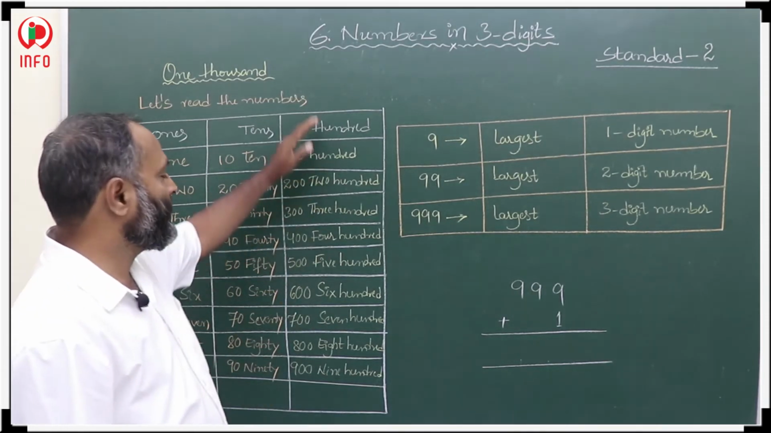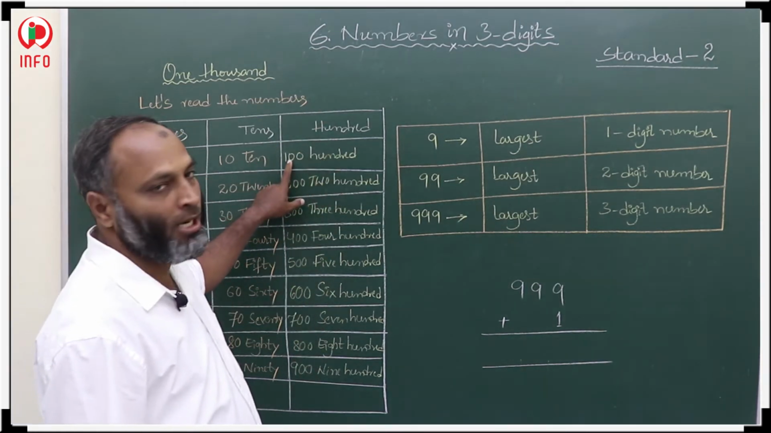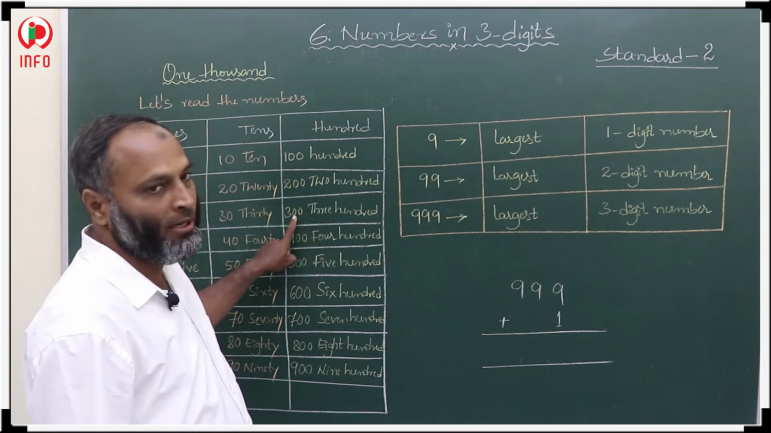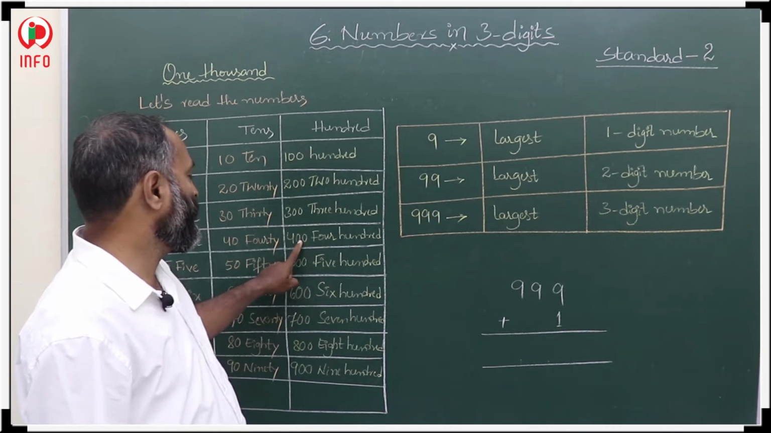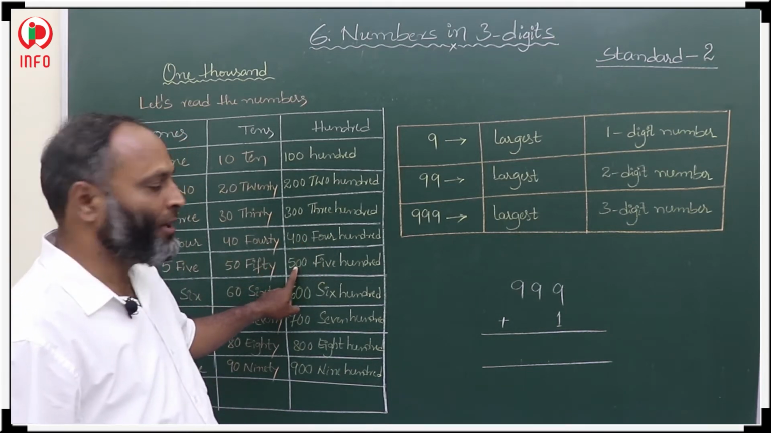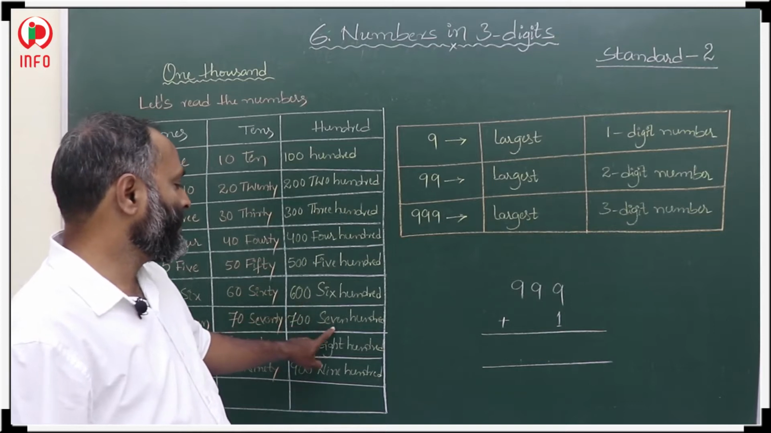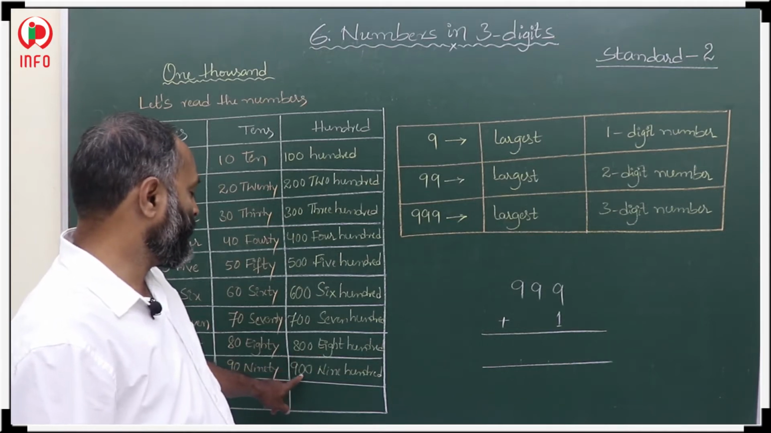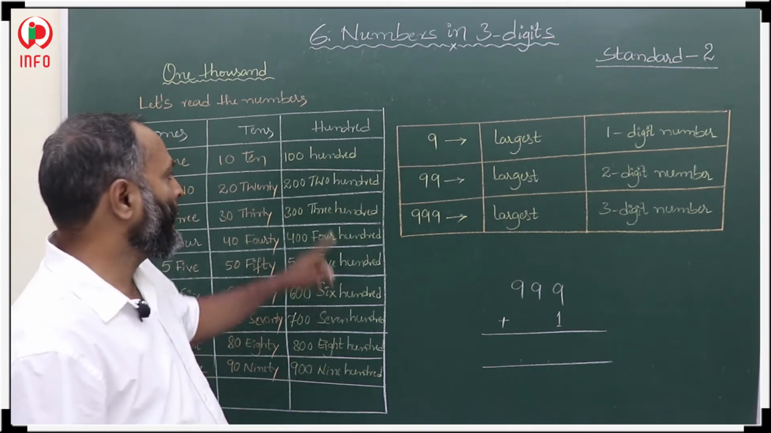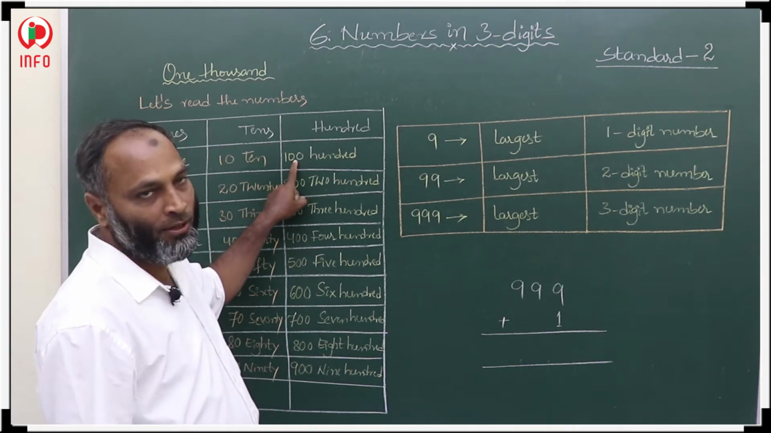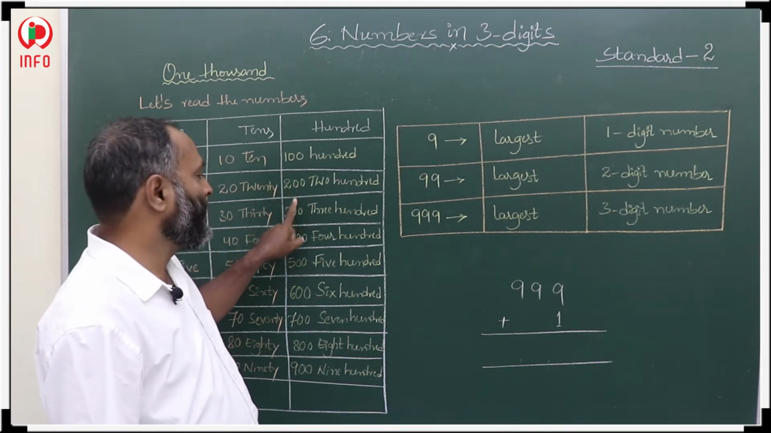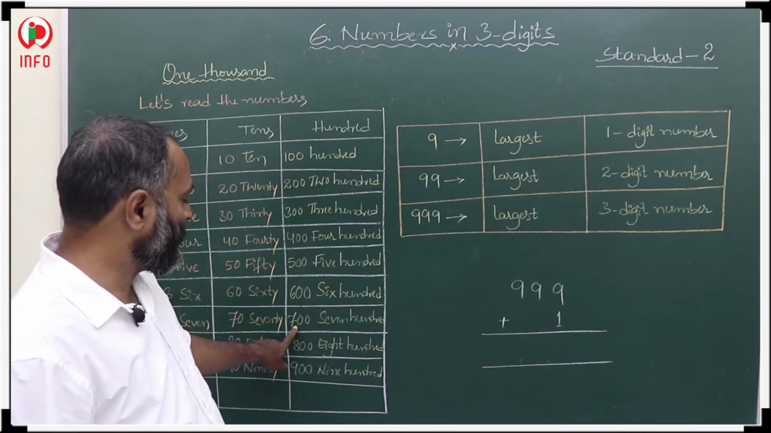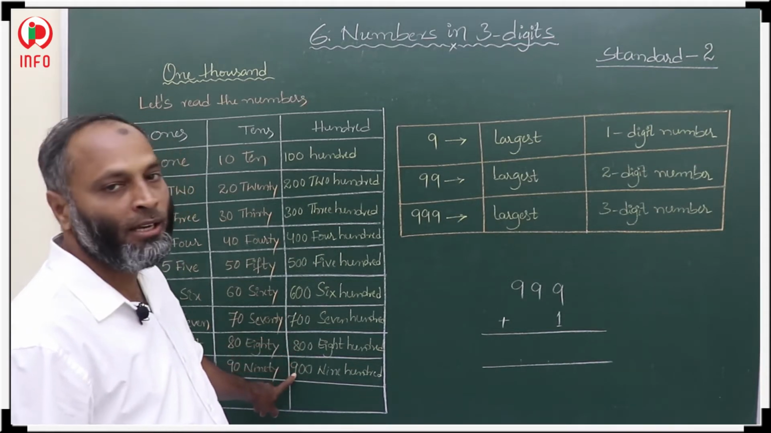Okay, now this is hundreds. 1 hundred is 100, 2 hundreds 200, 3 hundreds 300, 4 hundreds 400, 5 hundreds 500, 6 hundreds 600, 7 hundreds 700, 8 hundreds 800, 9 hundreds 900.